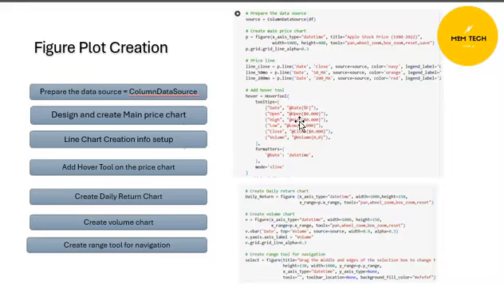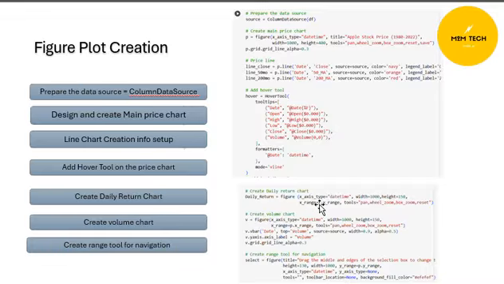I also put on the hover tools. This information will be shown on the chart while moving my mouse, indicating a specific date or time. These specific dates and this information will show up on the chart.